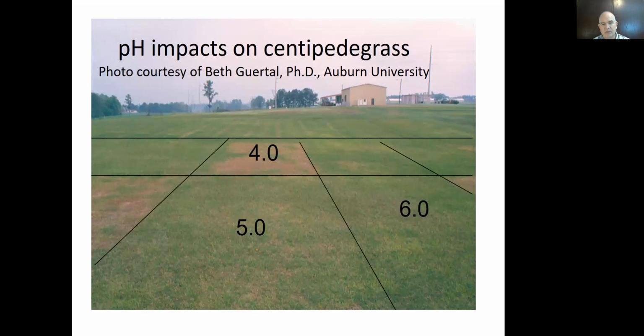Now, getting back to the acid soils, here's a photo I borrowed from a good friend of mine, Dr. Gertal from Auburn University, showing some negative effects. Here's some centipede grass, and it actually looks pretty good, even though the pH of 6 is acidic. It looks pretty healthy, and even at 5, it looks pretty healthy. But down here at pH 4, we're really starting to see some negative effects of that low pH. So that's also a reality check to know that it doesn't always just happen right when it turns acidic. It can be a gradual effect.